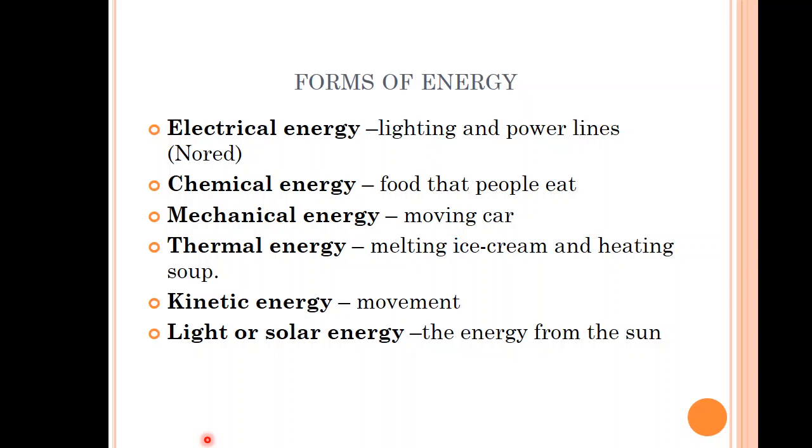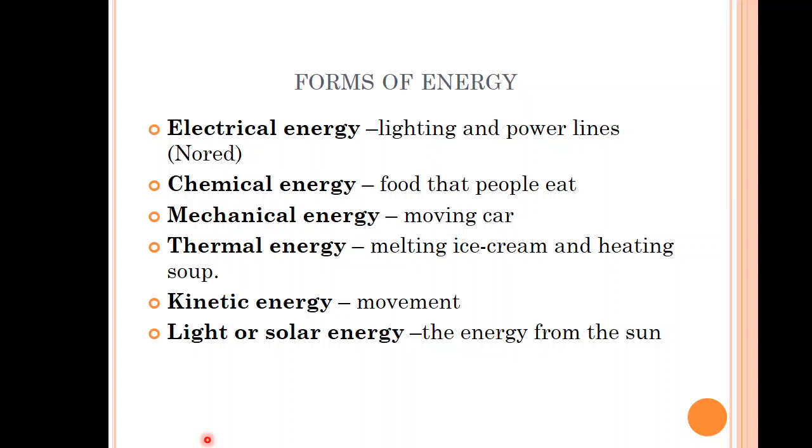Chemical energy, we get it from the foods that we eat. Mechanical energy is the energy that the car uses to move. When the car is moving, it's using mechanical energy. And then we have the thermal energy, which is when the ice is melting, or when you are heating up your soup or your food, you are using thermal energy because you are using a microwave to heat up or to warm up your food. So that is thermal energy.